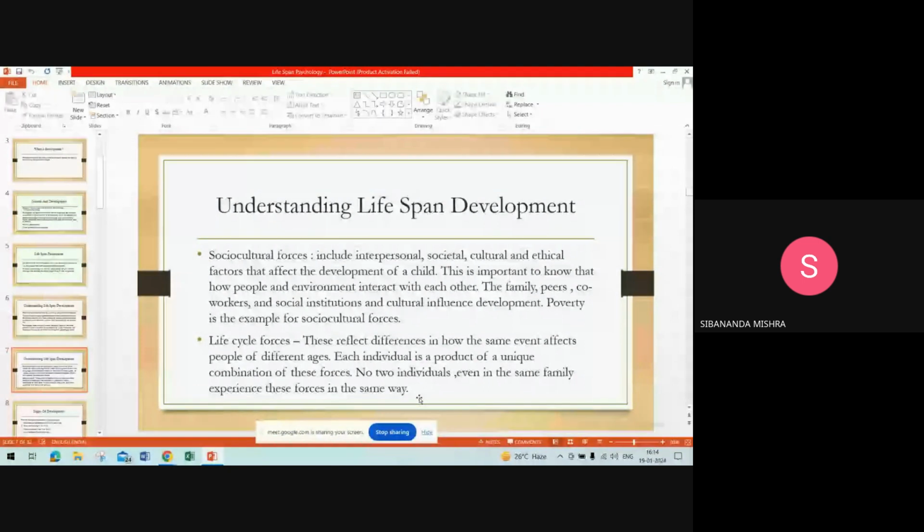Next is life cycle forces. These reflect differences in how the same event affects people of different ages. Each individual is a product of a unique combination of these forces. No two individuals, even in the same family, experience these forces in the same way. Maybe two brothers or two sisters, their personality will be different. Their memory will be different. Their capacity of doing anything will be different. Okay? Understand?